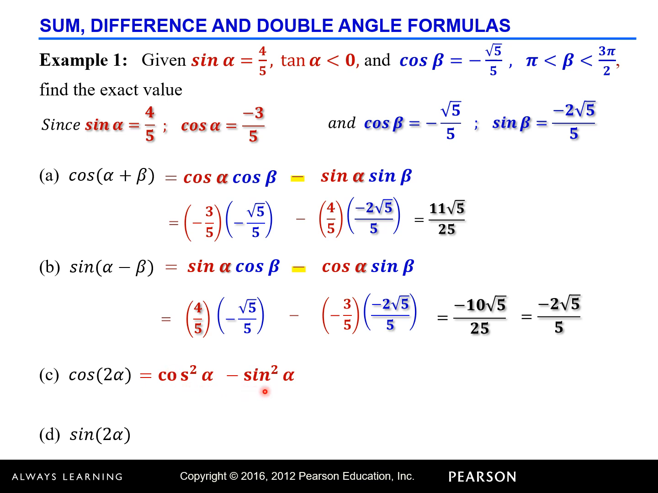Then the next one is the double angle for cosine, and the double angle for cosine is cosine squared alpha minus sine squared alpha. Then substitute the values. So we have the square root of this minus the square root of 4 over 5. Then put this in the calculator. Then it will give you negative 7 over 25.